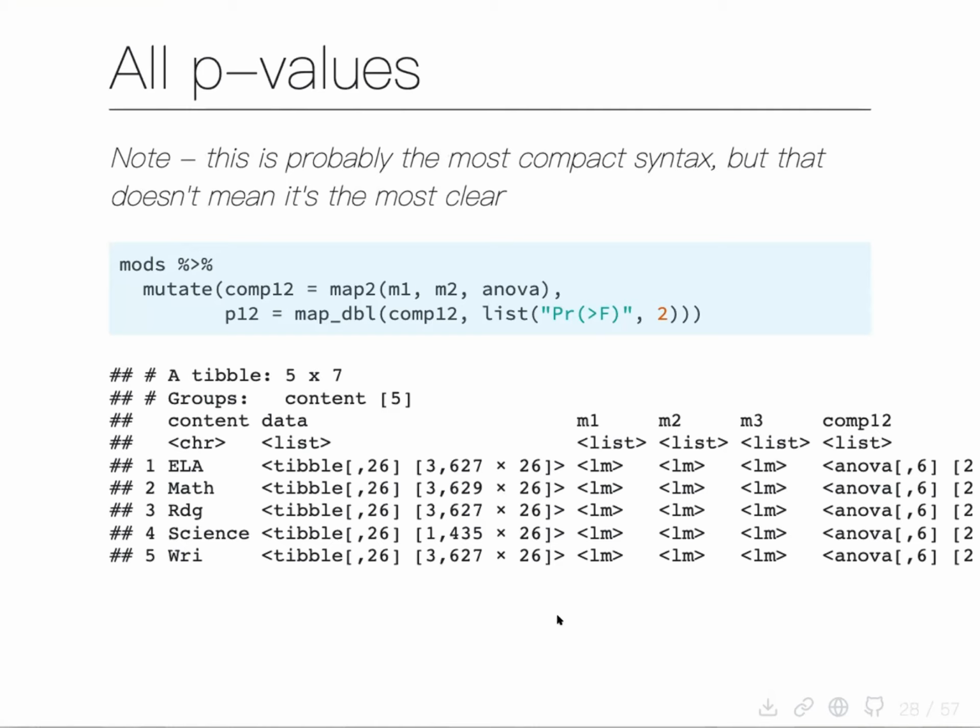If I wanted to, and you can't see this unfortunately, I could pull out the p-value for all of them like this. So I create the comparison, and then I'm going to create a thing called p12, the p-value comparing model 1 and model 2, where I'm going to map double for comp12, and I'm going to say this. Okay, list, give me the p-value, and give me just the second element of the p-value.